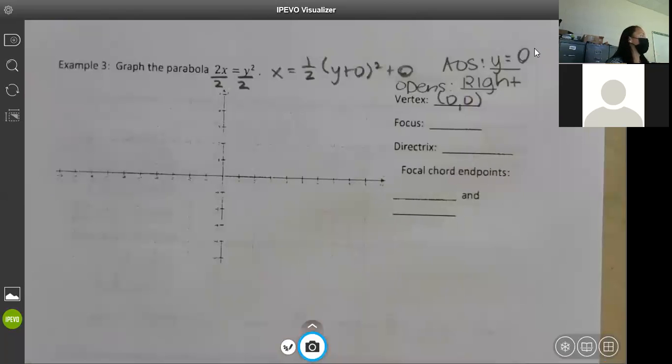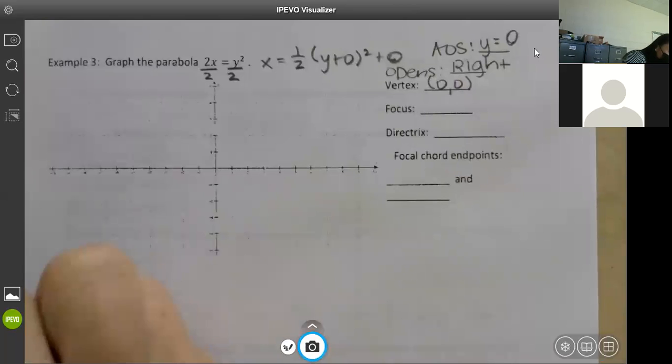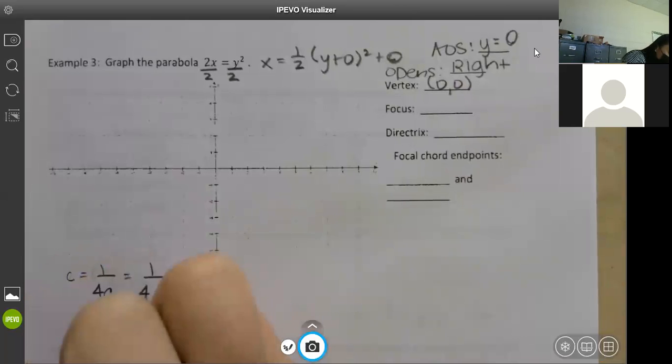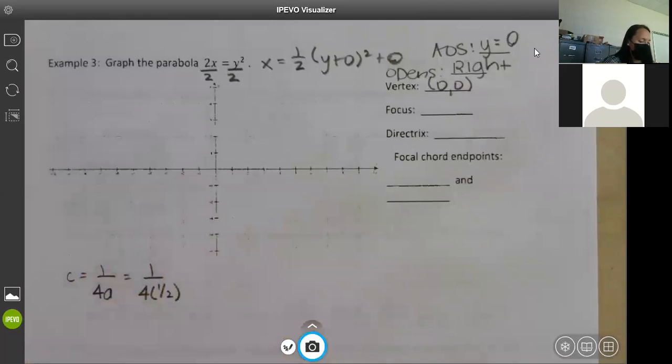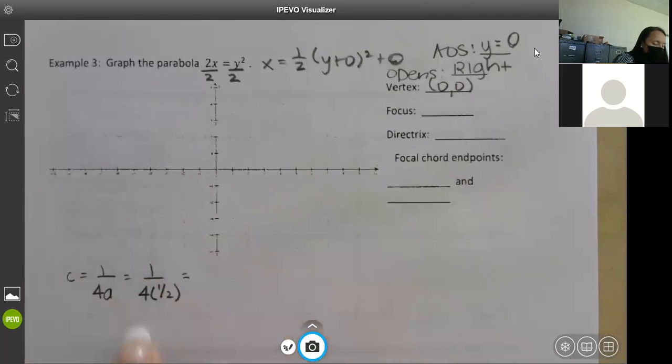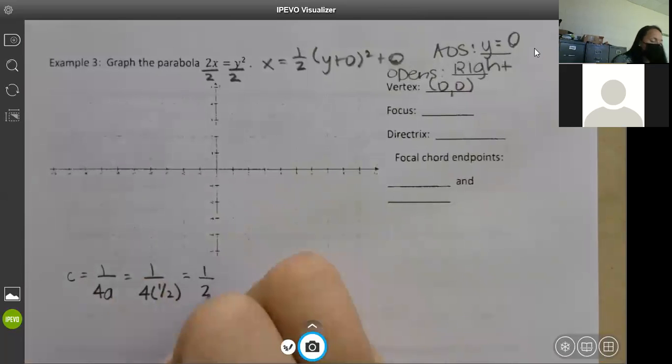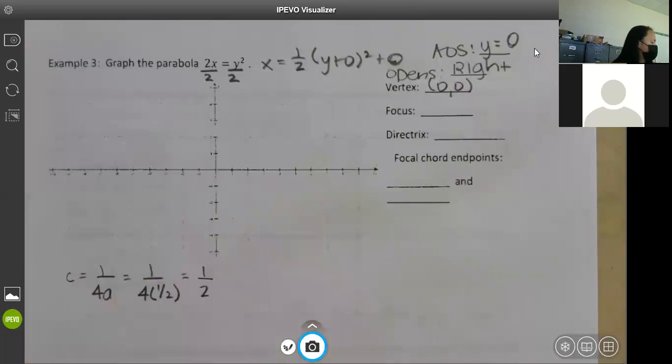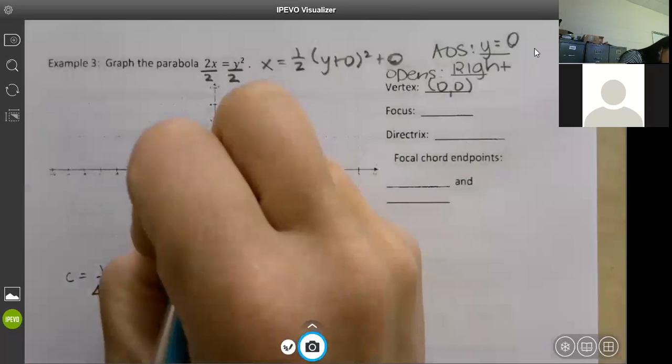So again, all of that was a while back. Just refreshers. We do the new stuff. c equals 1/4a. Our a is 1/2. Half of 4 is 2. So this gives you 1/2. And again, as long as it's 0, 0, having a fractional unit there does not really hurt anything. It's easy to look at. It's when you move that vertex that it gets a little complicated. So we're going to plot our vertex at 0, 0.